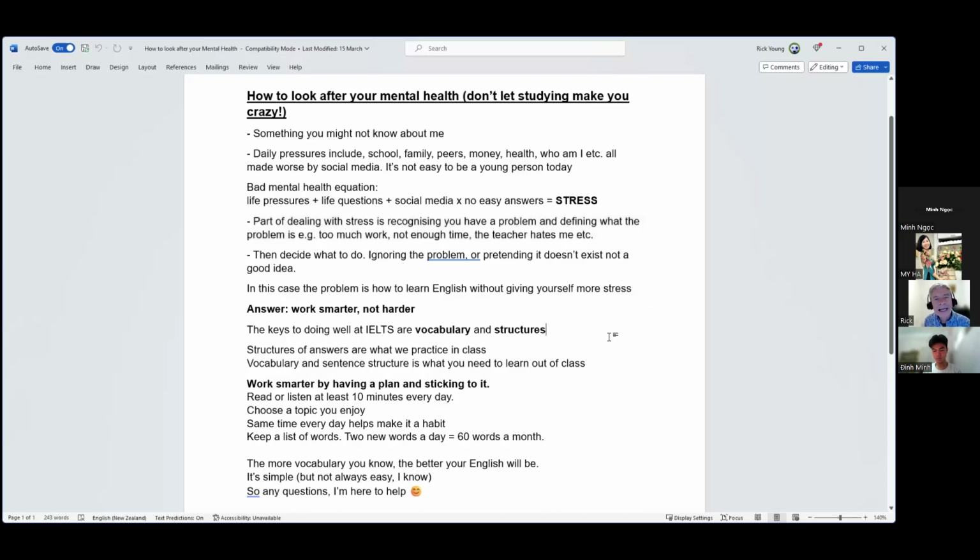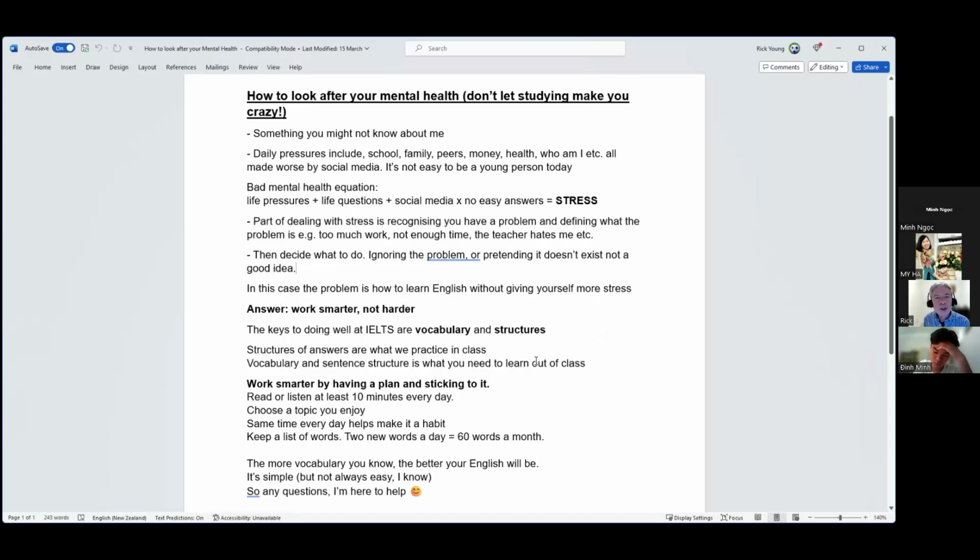So, part of dealing with stress, okay, you have to realize, first of all, what your problem is. And then you have to decide what to do about it. So, ignoring your problem or pretending it doesn't exist is not a good idea in the long term.